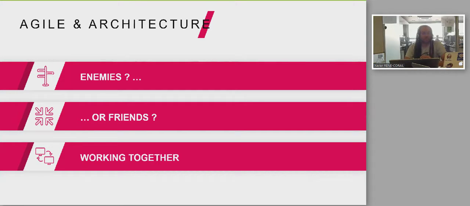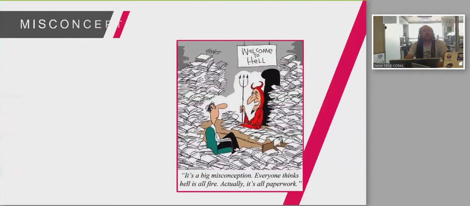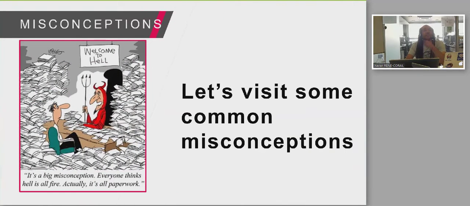Afterwards, we will show you that when we step back a little, we see that architecture and agility actually share a common goal, which is to support future evolutions of the system. Then, once this is said, we will see how to work together, how to actually do an efficient architecture in an agile environment. So I guess we can start by visiting some common misconceptions of agility and architecture.